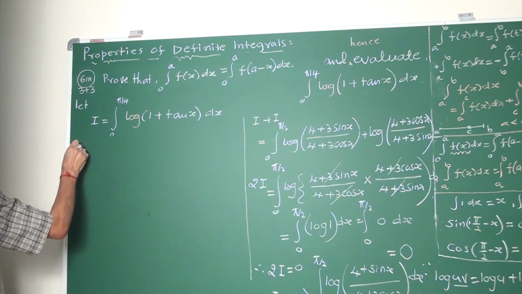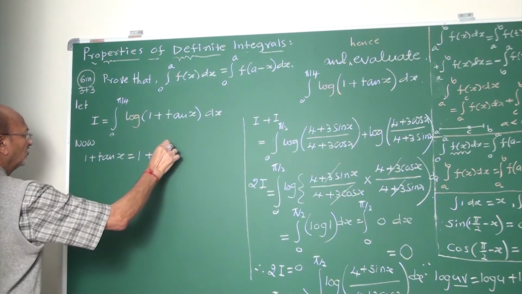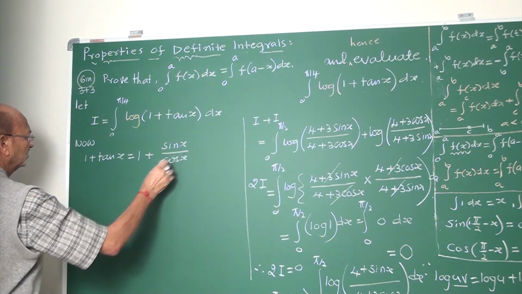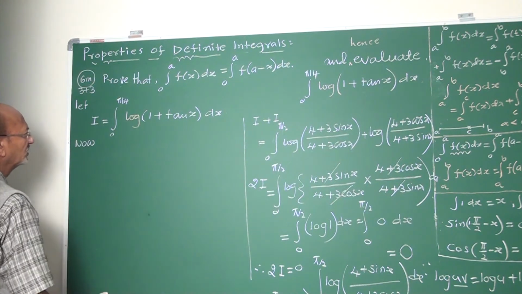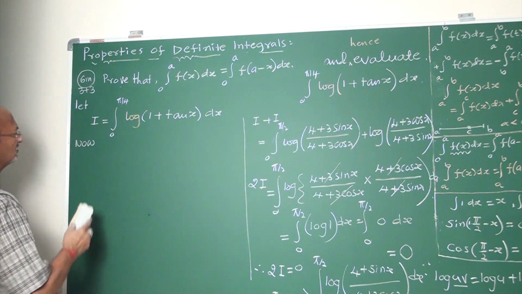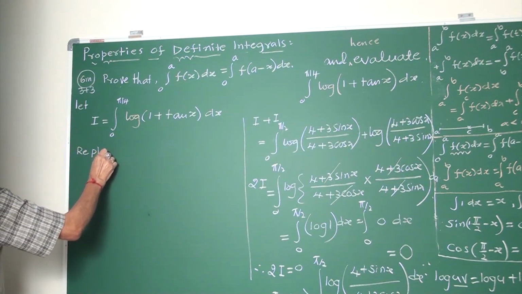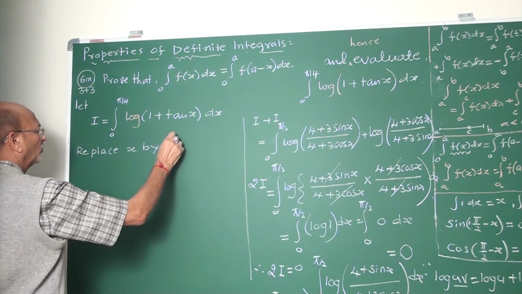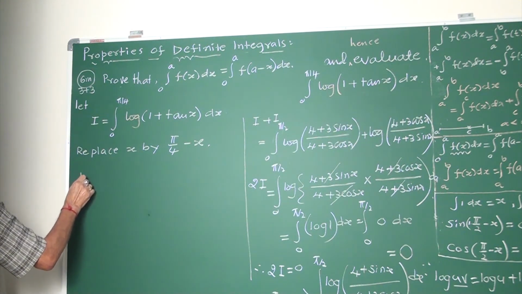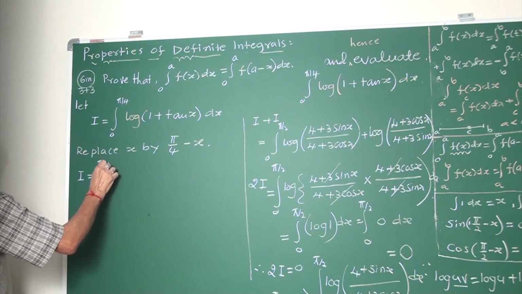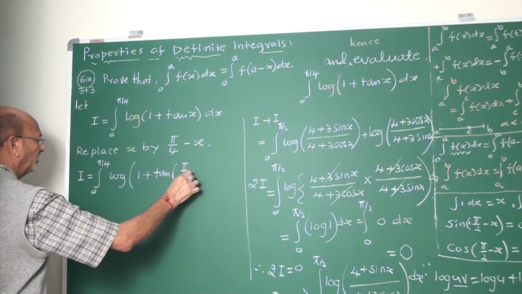You must convert it. I will simplify this now. First, apply the theorem. Replace x by pi by 4 minus x, the upper limit minus x. Yes, friends. This I becomes the integral from 0 to pi by 4 of log of 1 plus tan of (pi by 4 minus x), my friend.